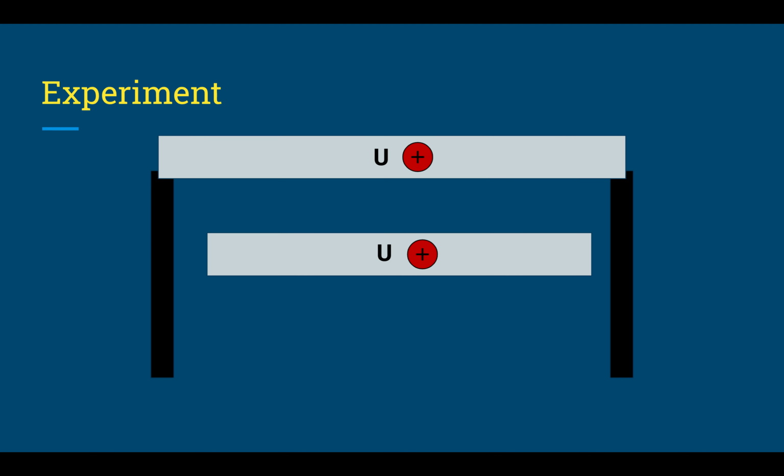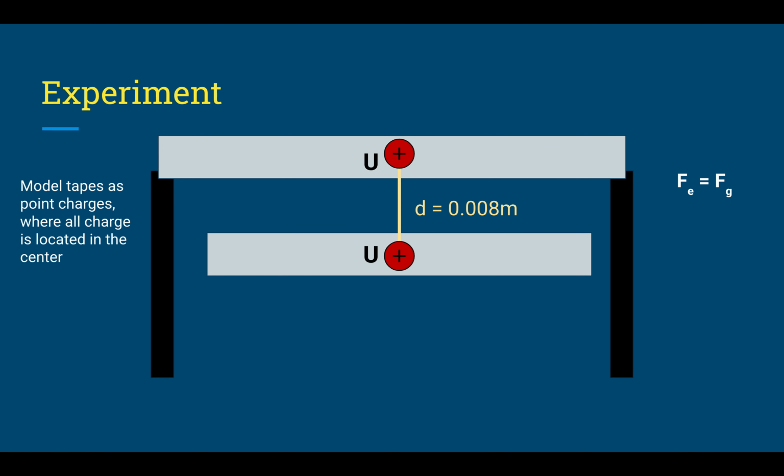So the main experiment was we brought that bottom tape close to a suspended upper tape until the upper tape was level, which meant that the electric force and gravitational force were equal in opposite directions, having the net force be 0. And so we had to model these tapes as point charges where all charge was located right in the center. And then the distance between those two that we found was 0.008 meters.